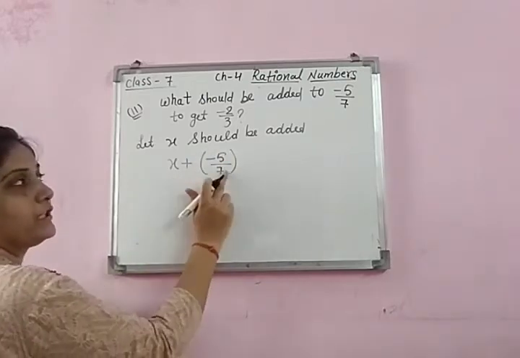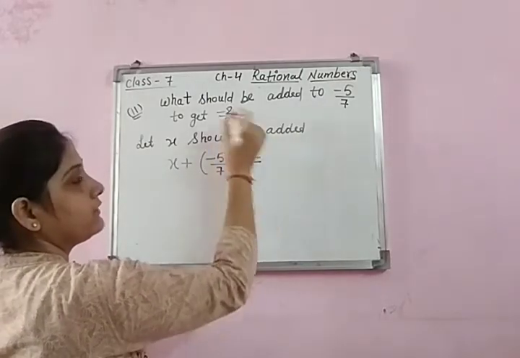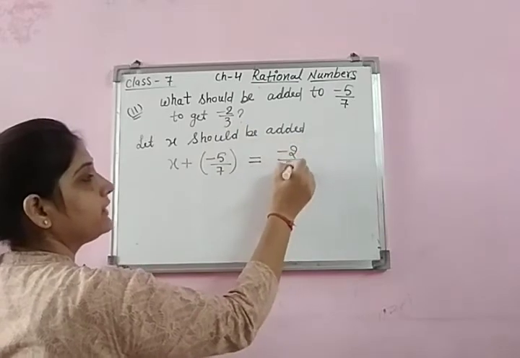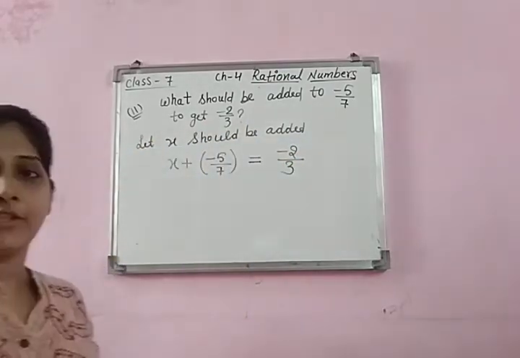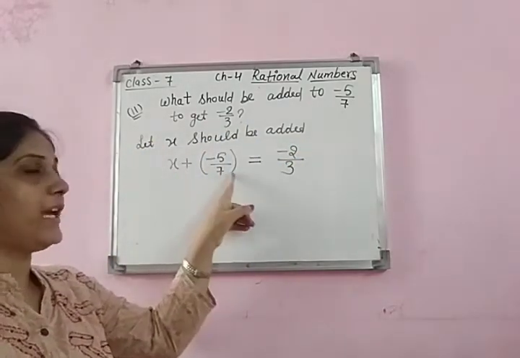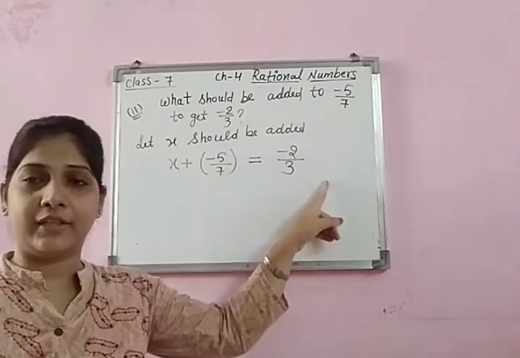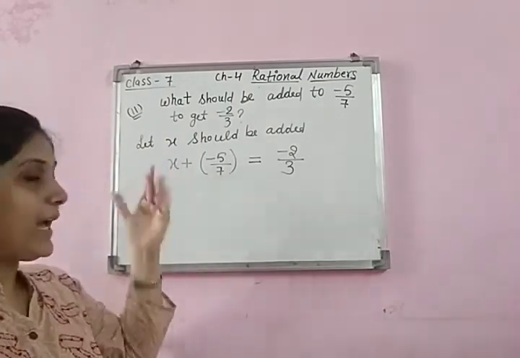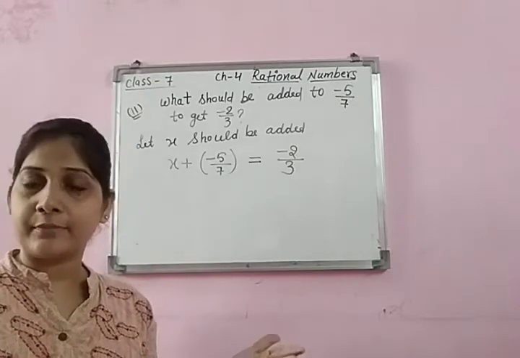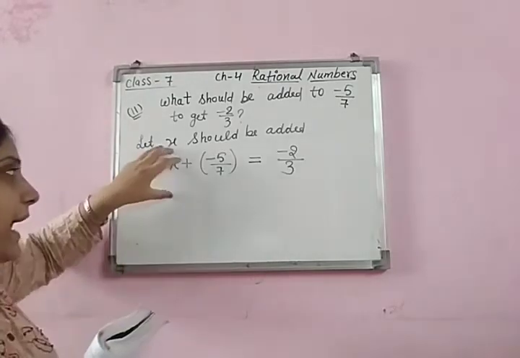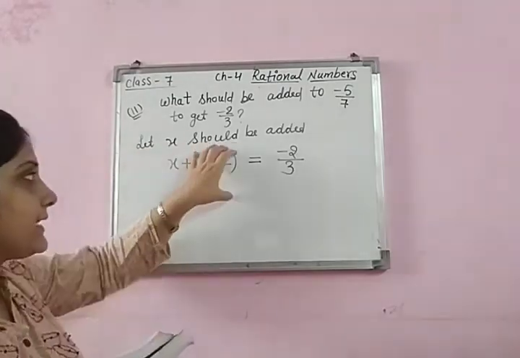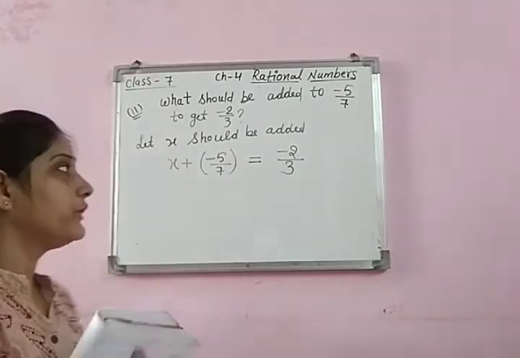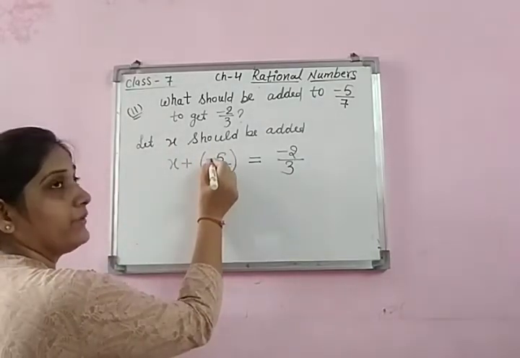X should be added to this to get negative 2 by 3. I think the equation is clear. X should be added to this to get this one. Now, as we know, we have to perform transposition. We have to keep x only this side and this number will be on the right side. So it is negative 5 by 7.